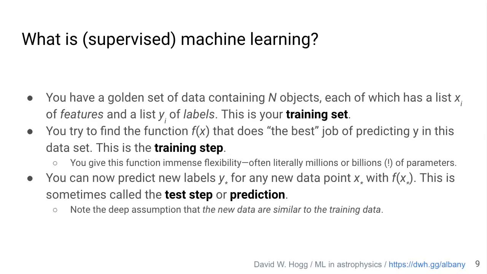And then what you do is you try to find a function that does a very good job of predicting the labels in this training set, or that finds the transformation from features to labels. So it's a function that takes the features as input and produces the labels as output. And the idea is you give this function immense flexibility, literally billions of parameters in the current world. And then you predict new labels for test data, for data that aren't in your training set. And there's a deep assumption, which is going to come up again, which is that the test data are somehow similar to your training data. So your training data were relevant to your test data. And you can already see how problematic that's going to be in astrophysics.